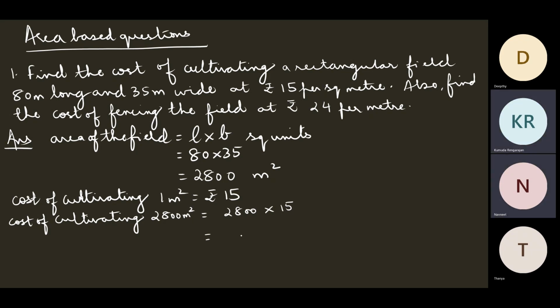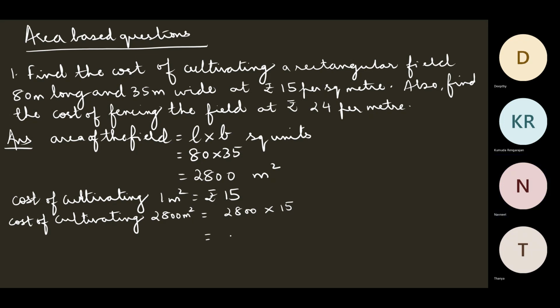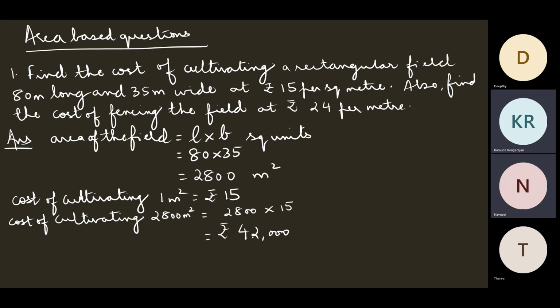42,000. Unit. Sorry. 42,000 what? 42,000 rupees. Yeah, rupees 42,000. So children, the unit is rupees because we are finding the cost. Cost of cultivating 1 meter square is rupees 15. Then for 2,800 meter square will be 2,800 into 15, which is rupees 42,000, not meter square.